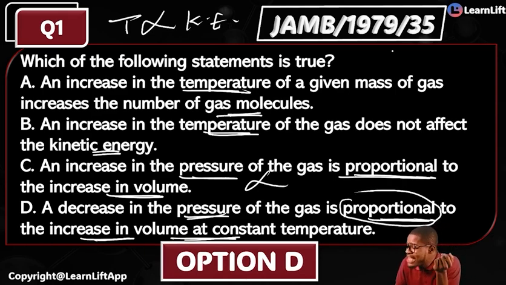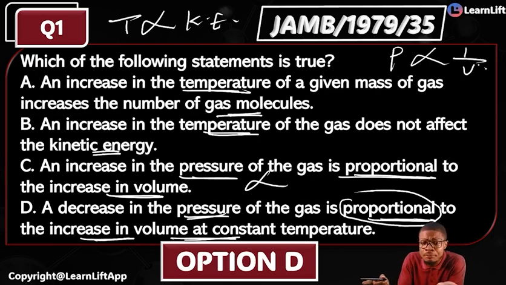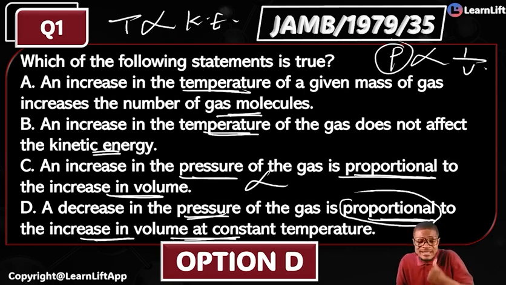Come again. I said that pressure is inversely proportional to your volume. Right? That was what Boyle was saying. If pressure is inversely proportional to volume, it means that as pressure increases, volume will decrease. Or as pressure decreases, volume is going to increase. That's what option D is saying.